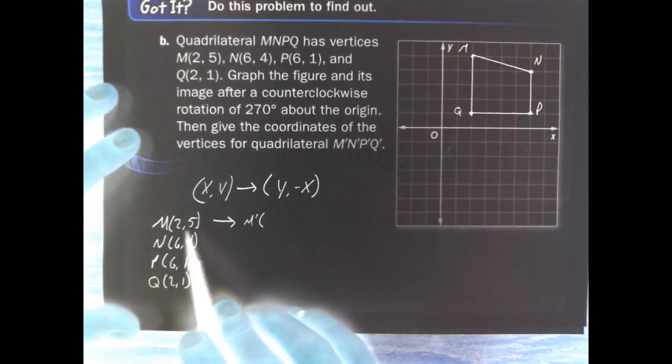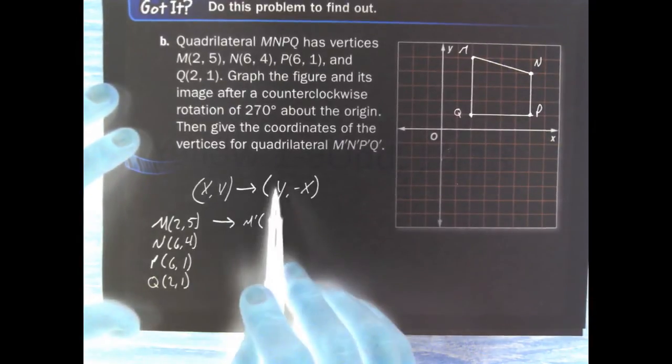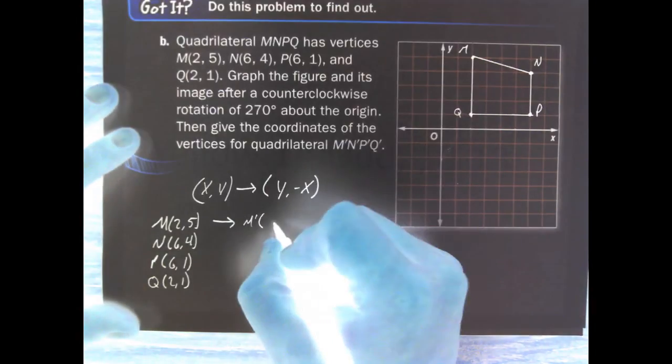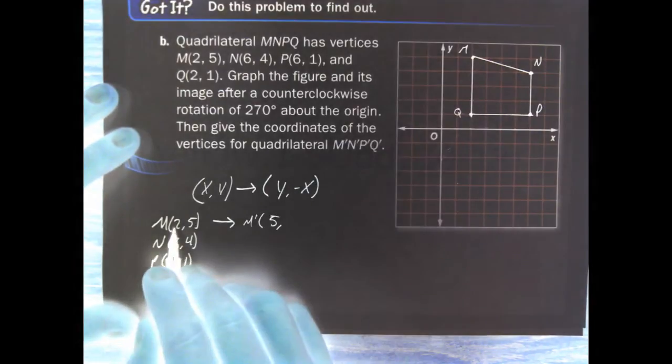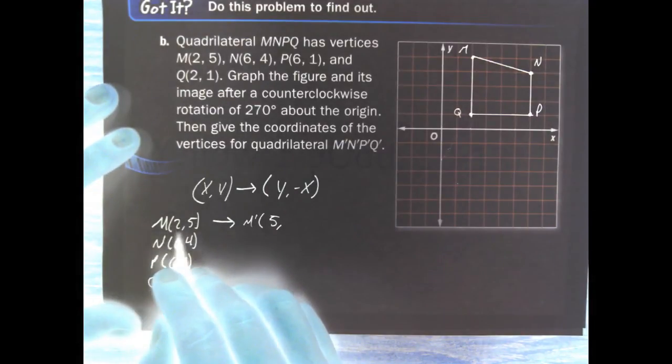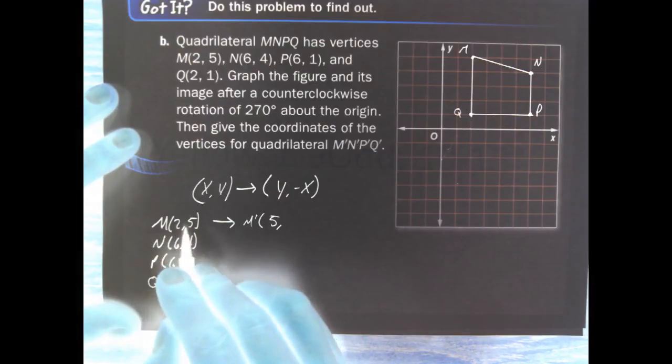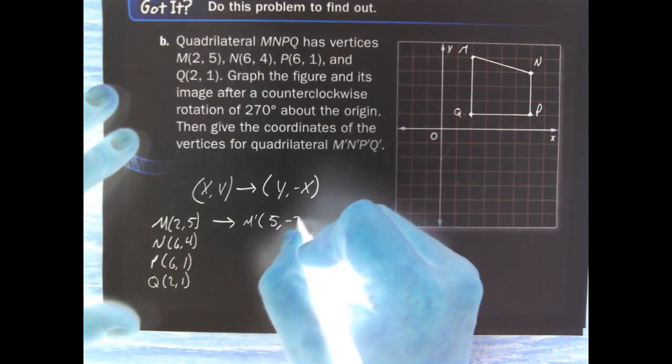So here, 5 was my y coordinate. Now 5 is going to be my x coordinate. 2 was my x coordinate. Now I got to change the sign so it's positive, so it goes negative, and I put it in the y's position.